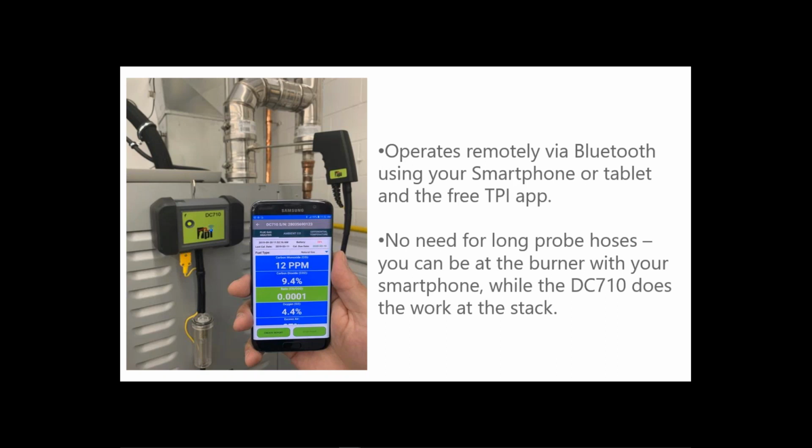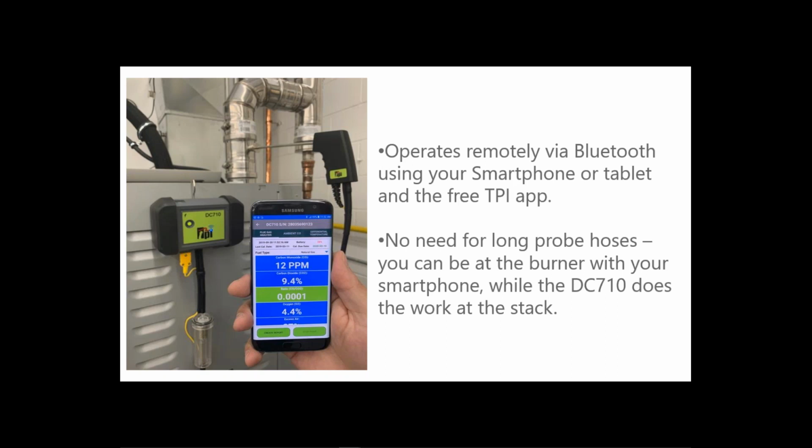So there's no longer a need for long probes or hoses. You can be at the burner with your smartphone while the DC710 does the work at the stack. How's that happening? Well, the device is going to hang by that hook and or a very powerful magnet that you'll be seeing in a moment, right on the boiler, right near the flue. Well, where's your screen? Your screen is in your hand at your cell phone, and it's working Bluetooth. Bluetooth has a very, very long and powerful and strong distance, so you don't need to be right up on that analyzer.